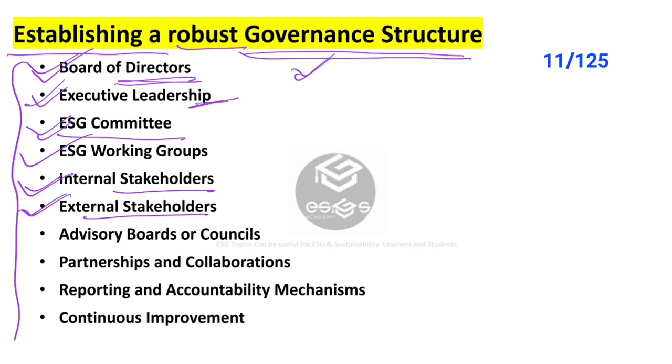Next comes external stakeholders. Engagement with external stakeholders such as investors, customers, suppliers, regulators, and even local communities is critical for understanding their expectations, addressing their concerns, and building trust, which is very important. Regular dialogues and disclosure of ESG performance demonstrate accountability and transparency to the external stakeholders.